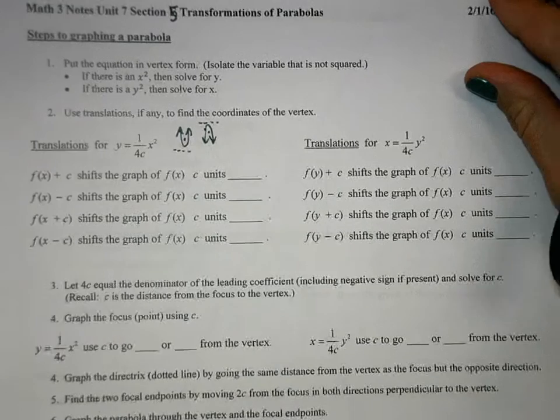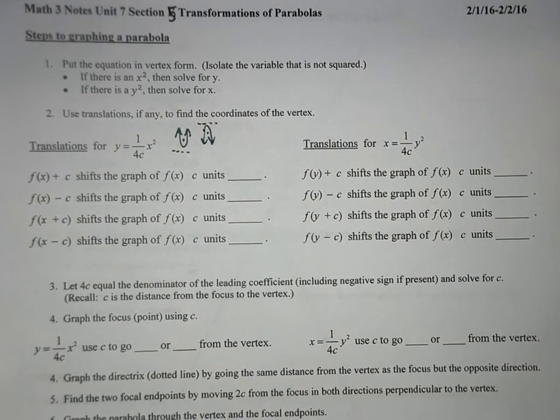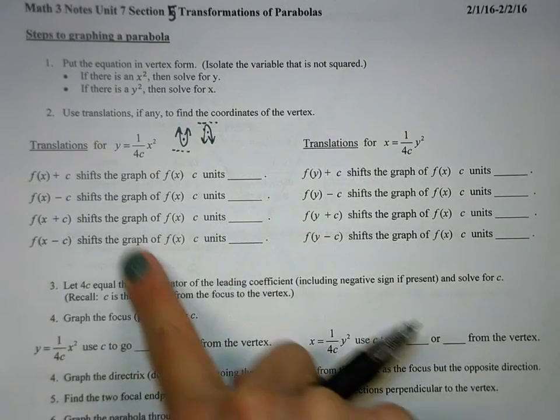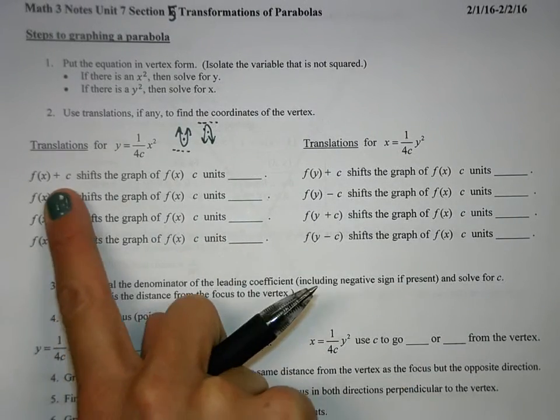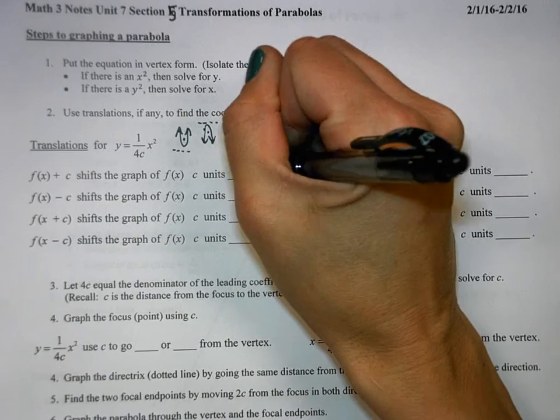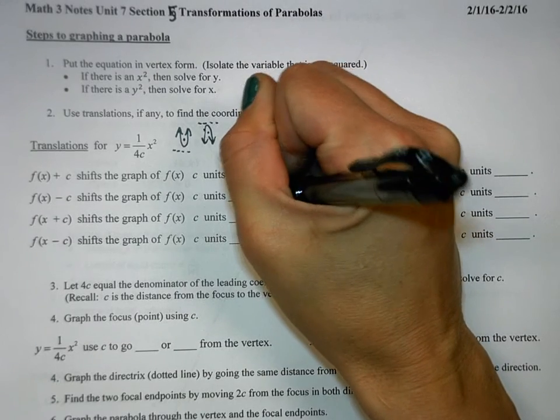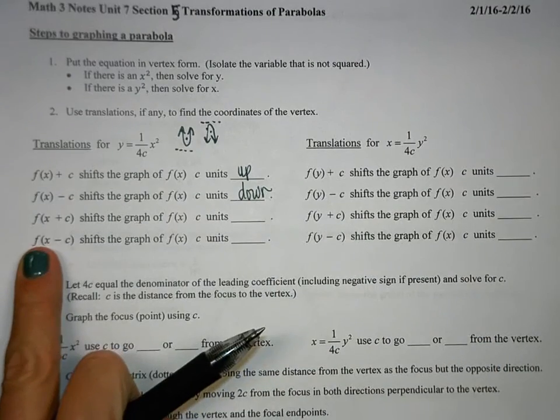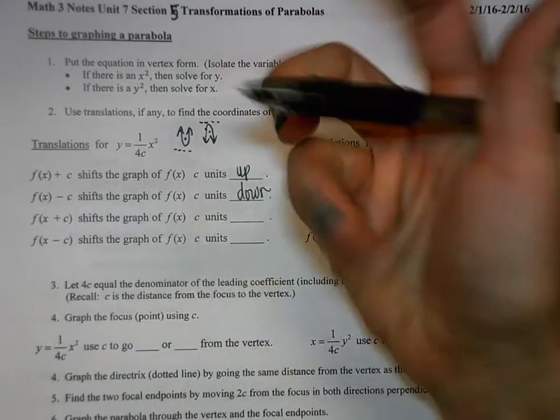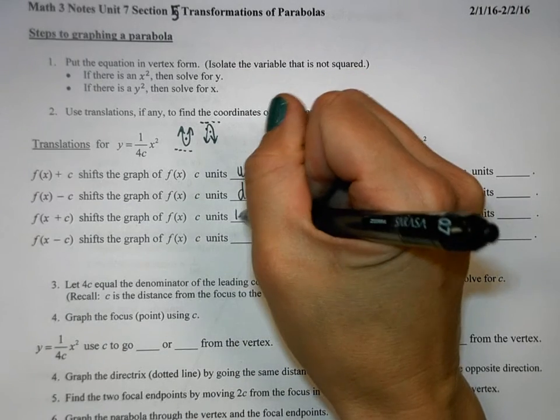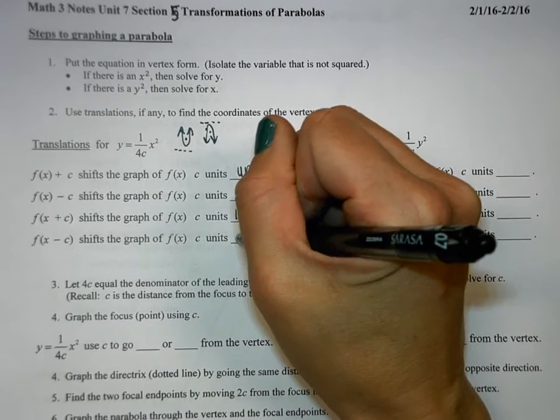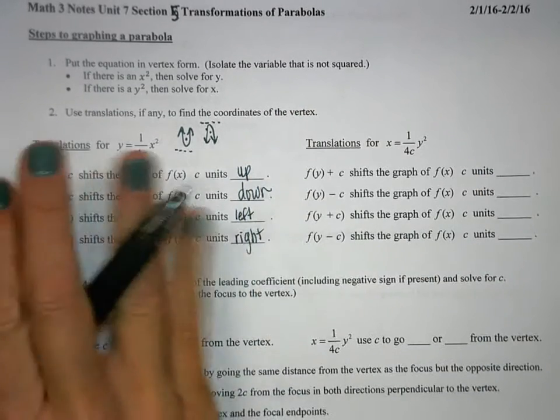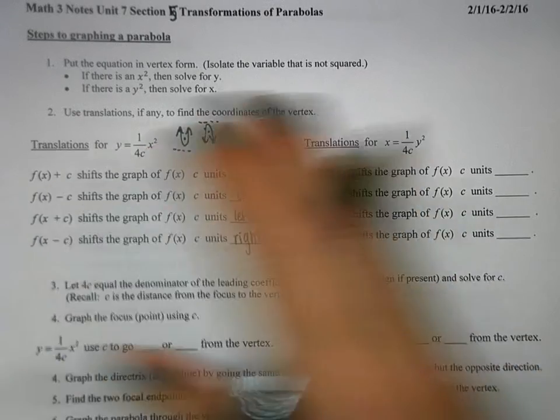Well, now our vertex may not start at 0, 0. And so this is very similar to what we've done before in that if it's adding C at the end, that's when we're going to go up. If it's subtracting C, we go down. If it's inside the parenthesis, remember we do the opposite. So that means on this plus C, we'd go left. And on the minus C, we would go right. So this is all no big deal.